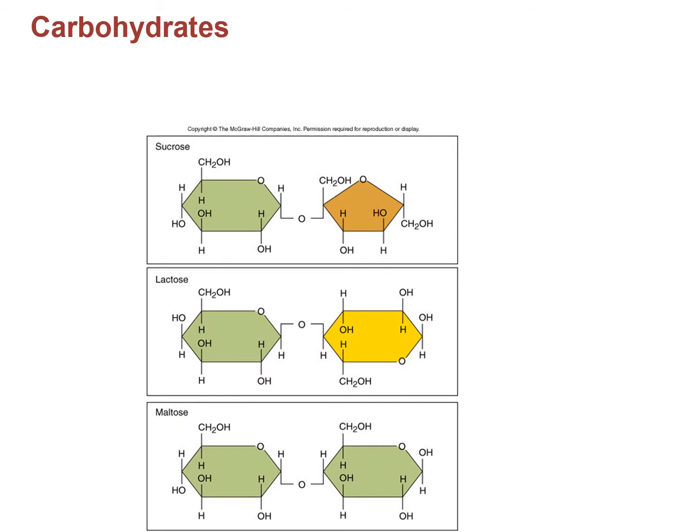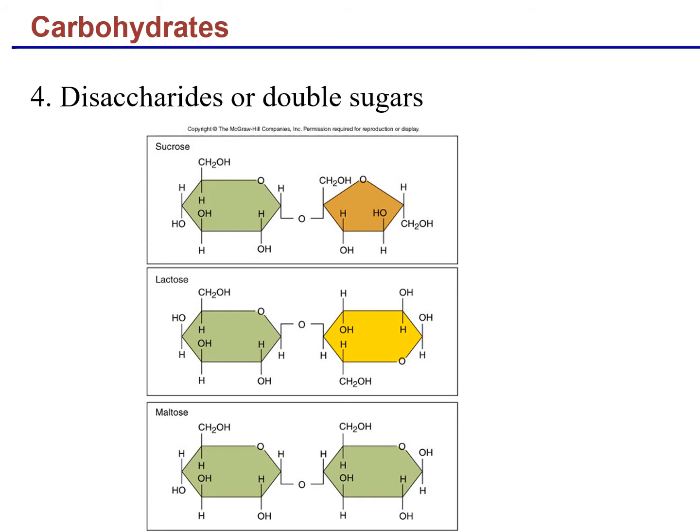In carbohydrates, the next level of complexity above a monosaccharide is a disaccharide, or a double sugar. This forms when there's a bond between 2 monosaccharides. If we had a glucose and a fructose bonded together, that would make sucrose, or table sugar. Lactose is glucose and galactose. 2 glucose molecules bonded form malt sugar, or maltose.